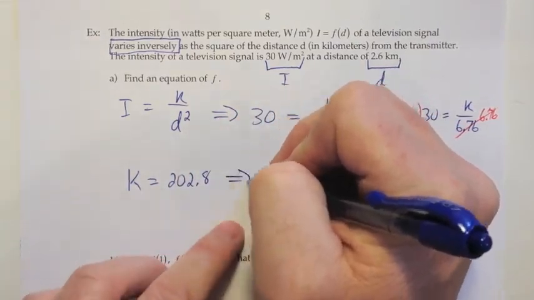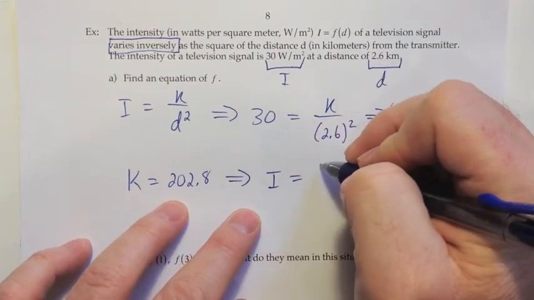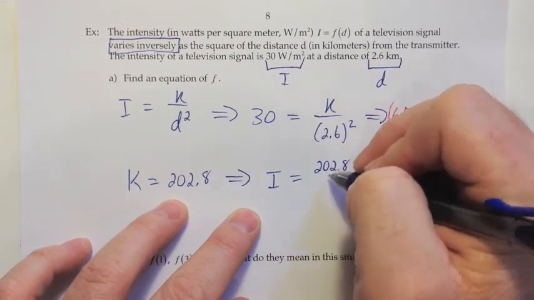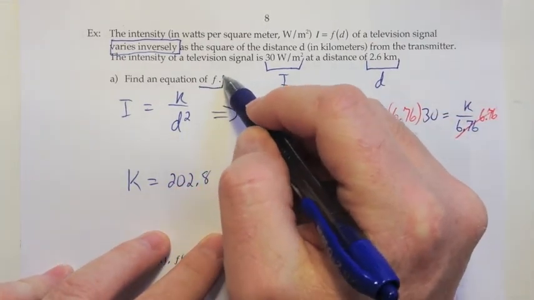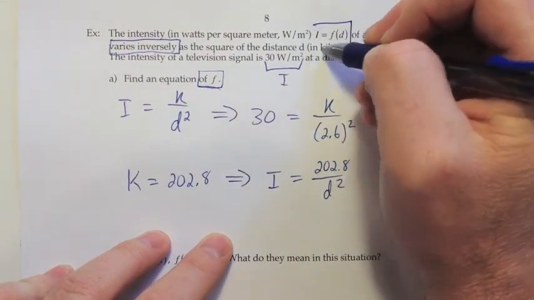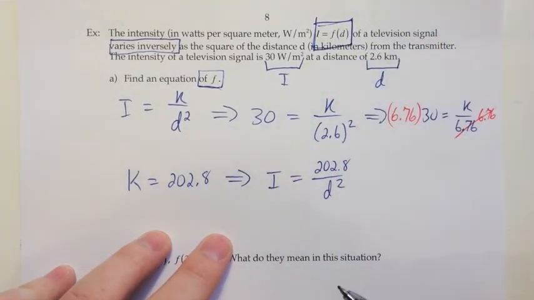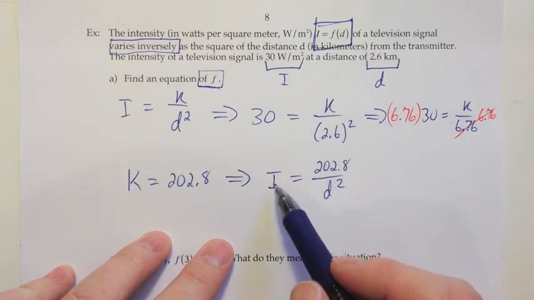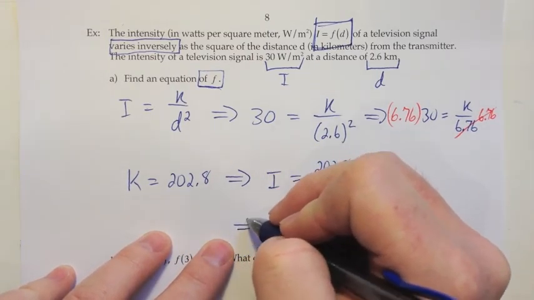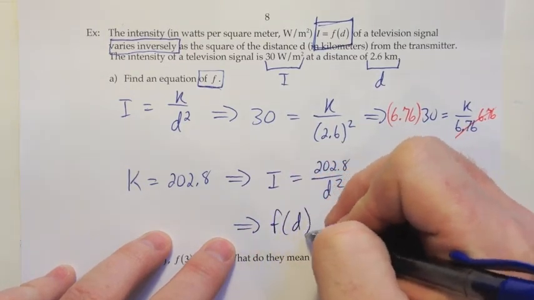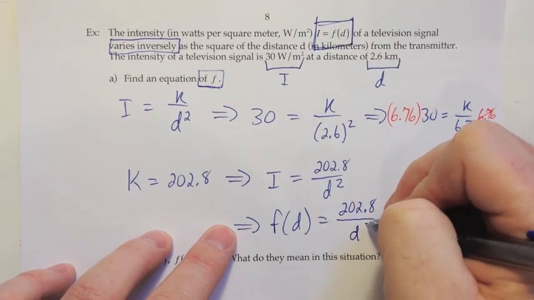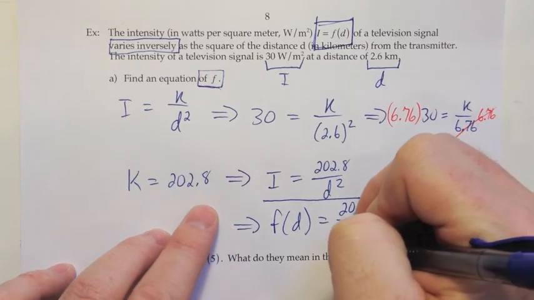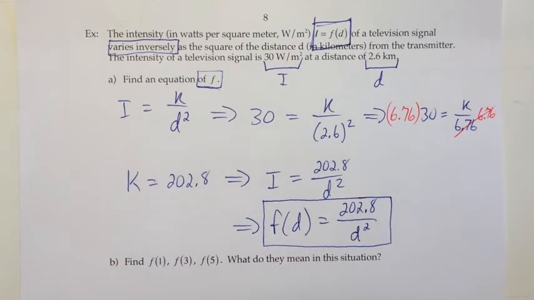And that would give me my equation. I would have I equals k, which is 202.8 over d squared. And that would be okay for an equation, but it does say an equation of f. And they just said right here that f is the function name that we're going to use for the intensity, so I can just substitute that in, and instead of saying I equals, I can say f of d equals. So just take that last step, and we get f of d equals 202.8 over d squared. And that would be my equation of inverse variation, or my function of inverse variation actually, for this authentic situation.